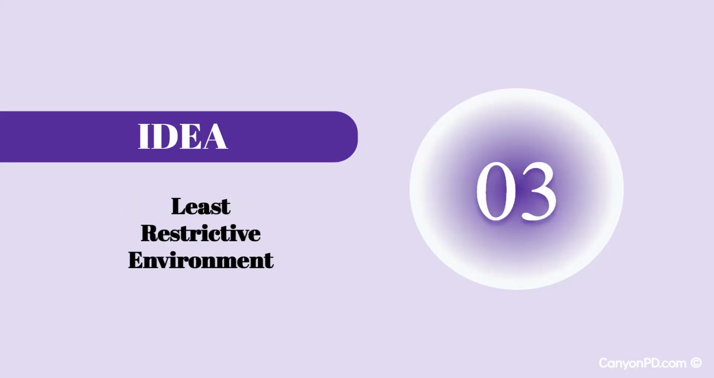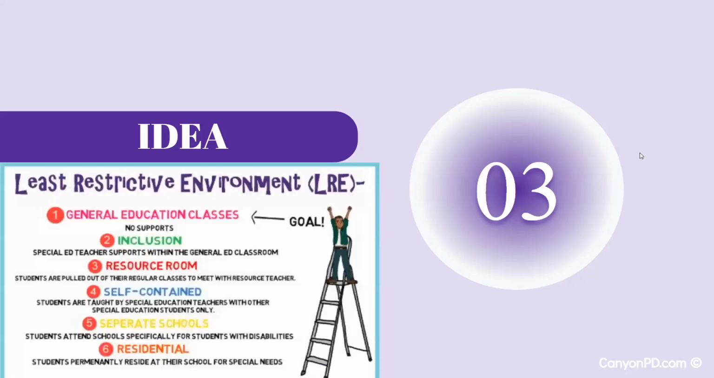The next component is least restrictive environment, or LRE. This is the placement or setting type of classroom in which a student will be placed. A child's eligibility category should not determine their placement. The law IDEA makes it very clear that children with disabilities are to be with their non-disabled peers to the greatest extent possible. Let's look at some examples of different environments that we find in schools.